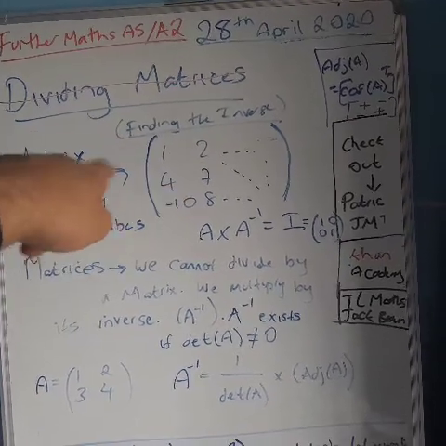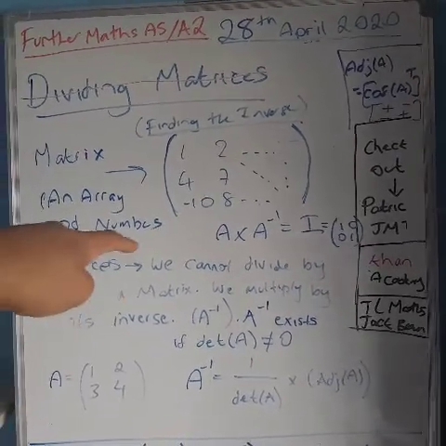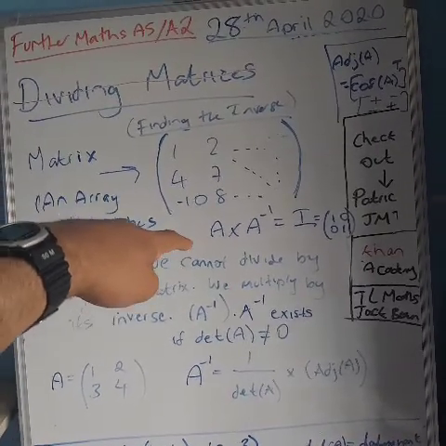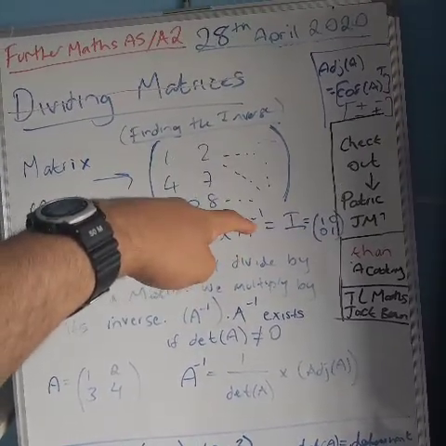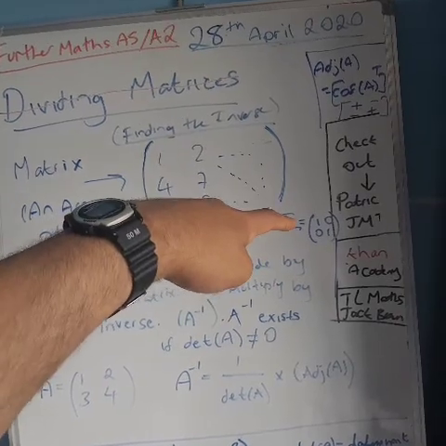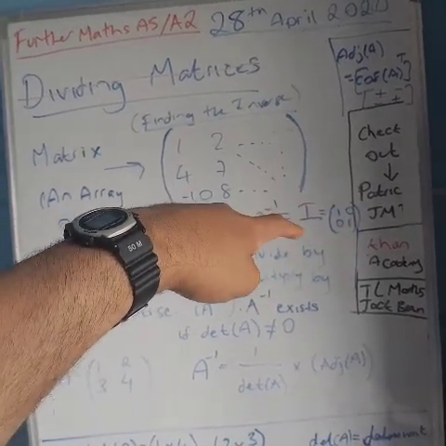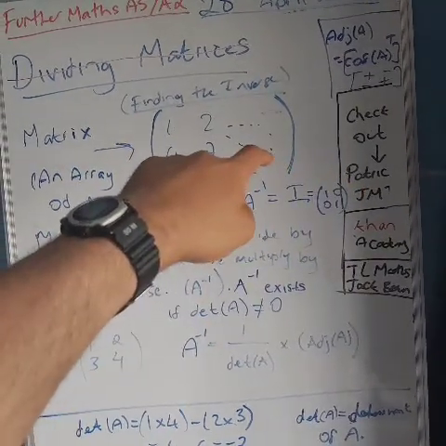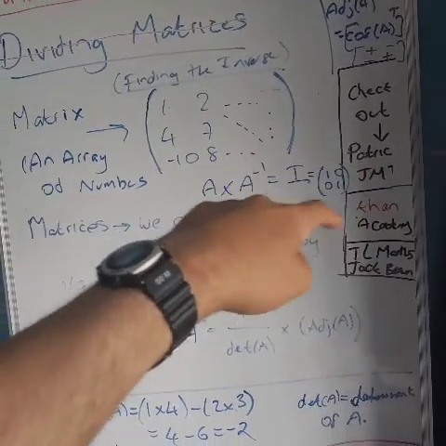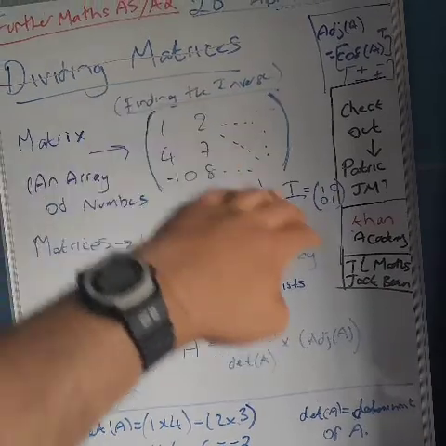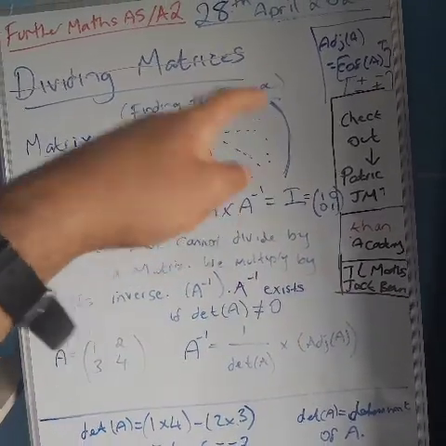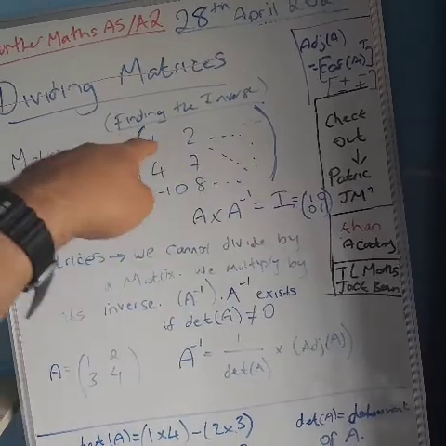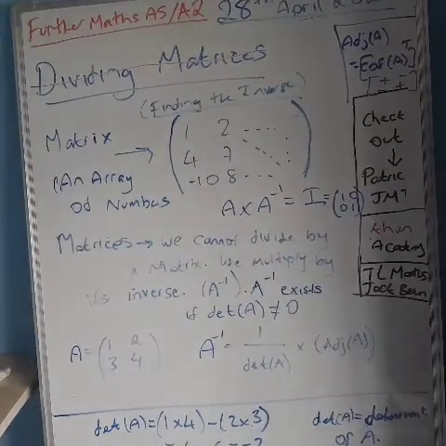So it's the 1, 2. This is what I call numbers. A little rule, guys: matrix A times A inverse gives me what I call the identity matrix, and that's just 1, 0, 0, 1. If it's a 3 by 3, it will be 1, 0, 0, 0, 1, 0, 0, 0, 1. So it's just ones down the diagonal and zeros elsewhere for the rest of the matrix.